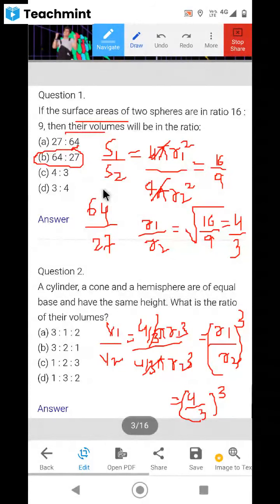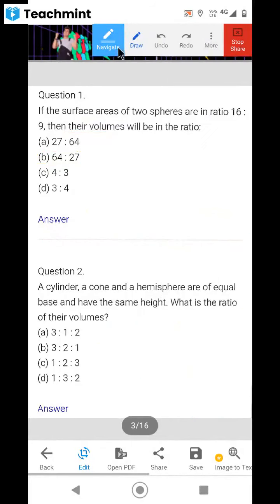Yes or no? Am I audible? Please respond so that it becomes clear to me. Yes, sir, the answer is B. Yeah, okay. Thank you. The answer is B. I hope everybody got it. Okay, fine. So I'm going to move forward.